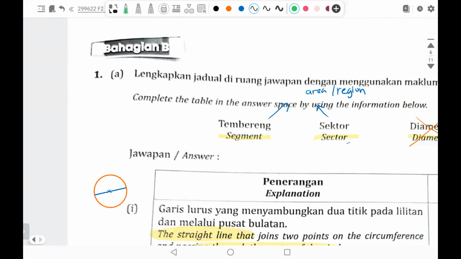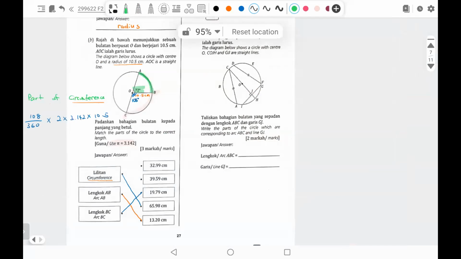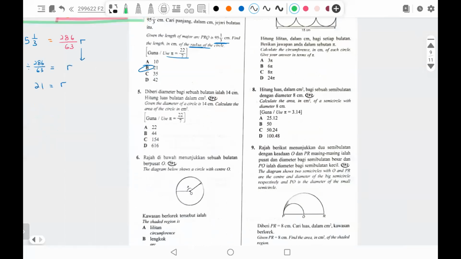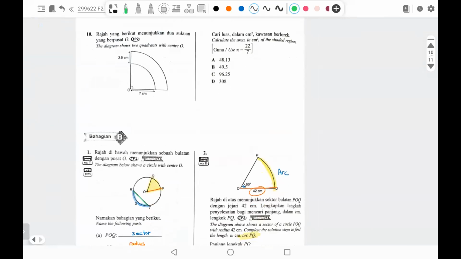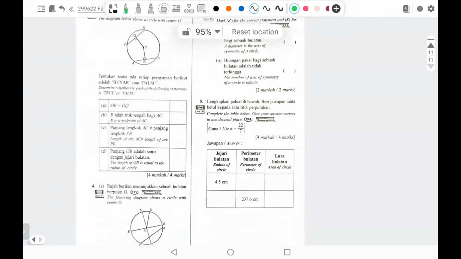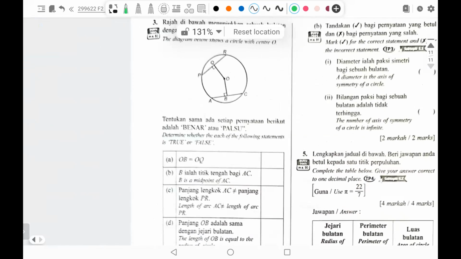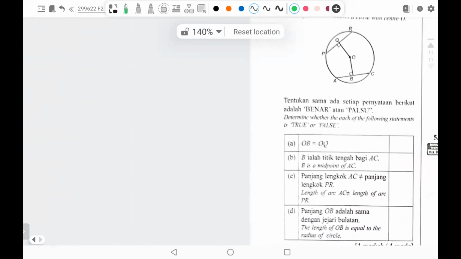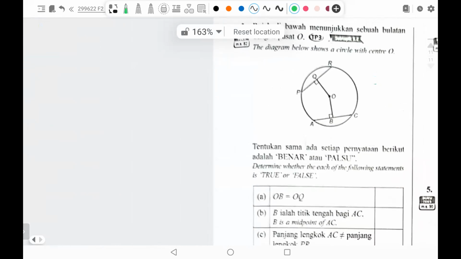So a quick one. We just do one more question on this type. Okay, look at number 3. True or false only. You look at the diagram here. OB equal to OQ, yes or no? OB equal to OQ.